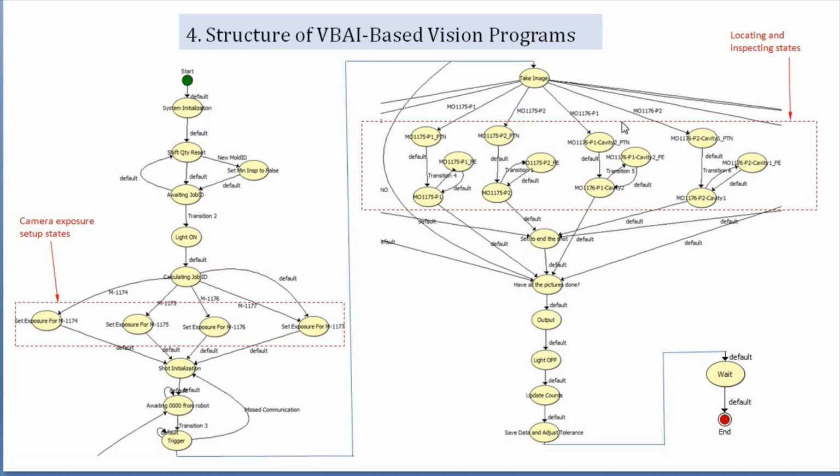Once the inspection is completed, it will output the pass-fail signal and also the vision completed signal here. Then it will turn off the LED light, wait typically for 3 seconds to keep the output signal, and then end the cycle.